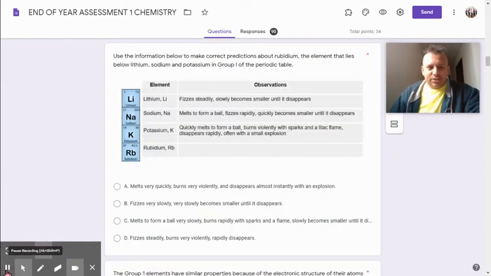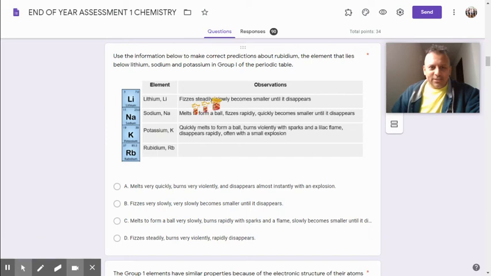Here's the next question. You needed to make sure that you spotted the patterns in observation. This is a gentle fizz, and then it starts to fizz rapidly, and then there's now a flame and a spark as you go down group 1, the alkali metals. So I was looking for something that was a bit more vigorous on each of the observations. So quickly needed to be really quickly, burnt violently with sparks.